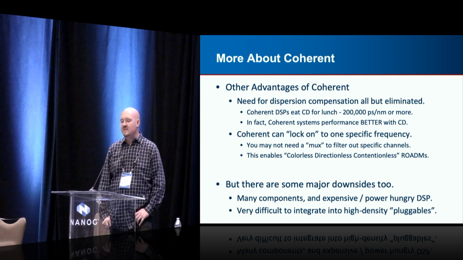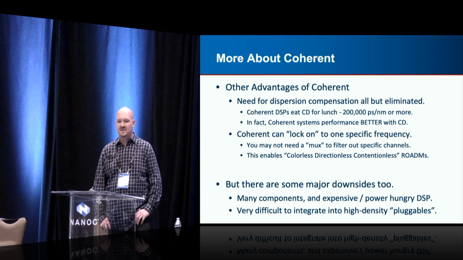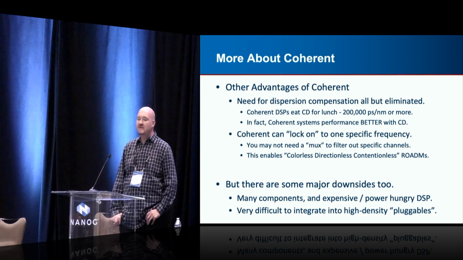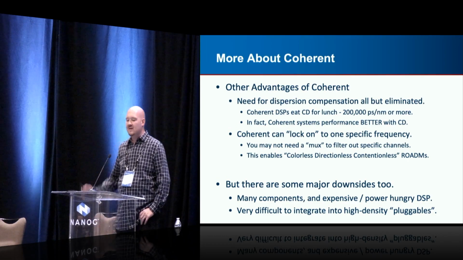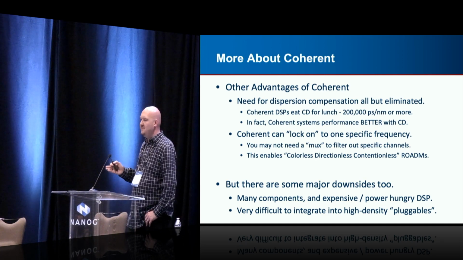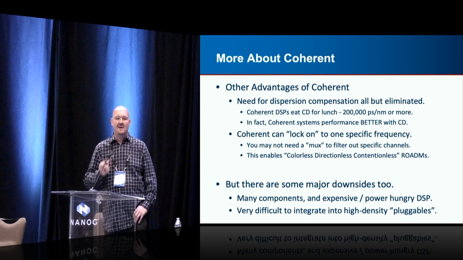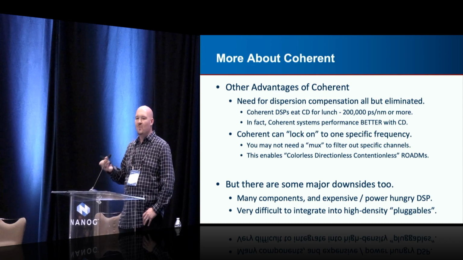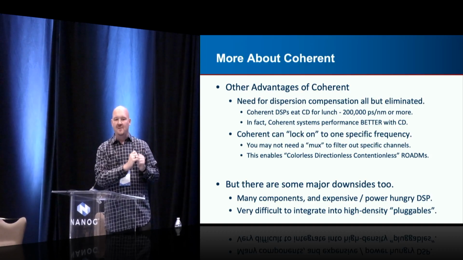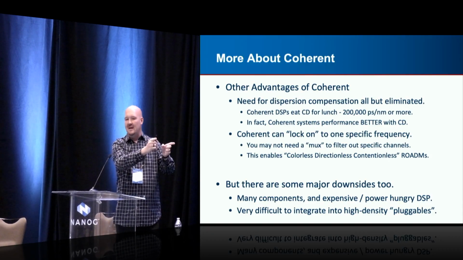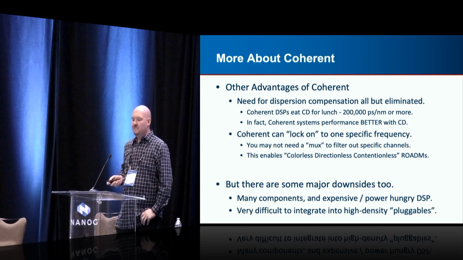So some more things about coherent. Like I said, it eats dispersion for lunch. So you can easily do hundreds of thousands of picoseconds per nanometer. And in fact, coherent systems work better with dispersion. Coherent can lock on because there's a local oscillator, because you're doing phase shifting, you're able to lock on to a specific frequency. So in a lot of cases, you don't need a mux. That's how a CDC ROADM works. You're not actually filtering out, well, channel 1 went here and channel 2 went here. You're sending both signals to both ports, and you're letting the receiver lock onto only what it cares about and discard the rest.